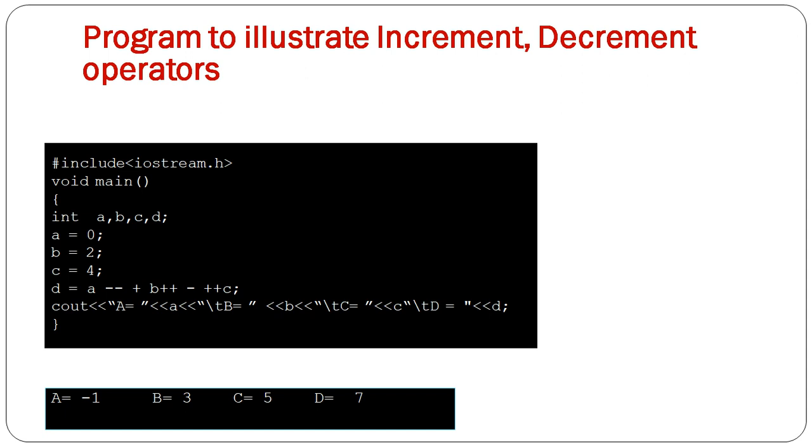the values are like 5 plus 5. 7 will be the output, because -1 plus 3 is 2, then plus 5 is 7. So that it will be evaluated in that way and our output remains 7.